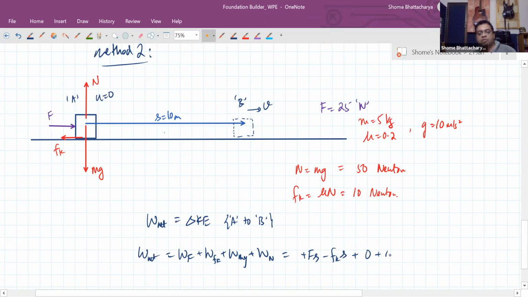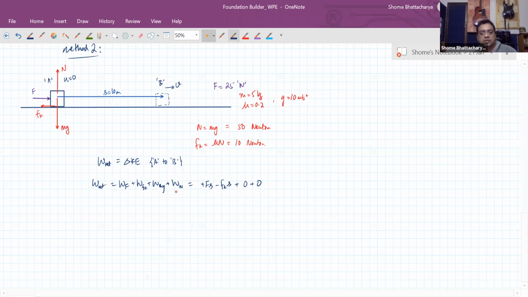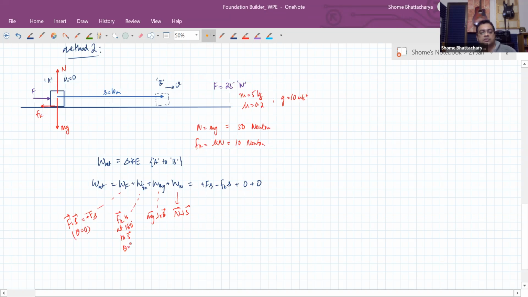The work done by mg and normal reaction will be 0, because you can clearly understand that N is perpendicular to displacement. mg is perpendicular to displacement, so it's not doing work. The kinetic friction is at 180 degrees to the displacement, it's opposite, and so that's why it's becoming minus. And this is becoming plus Fs, because theta is 0; here theta is 180 degrees, so it's becoming minus Fs. So this is the net work done.